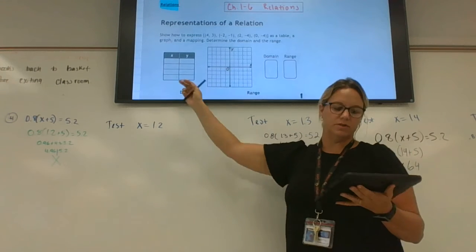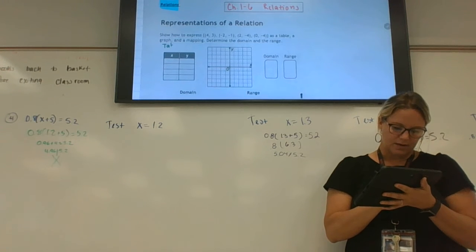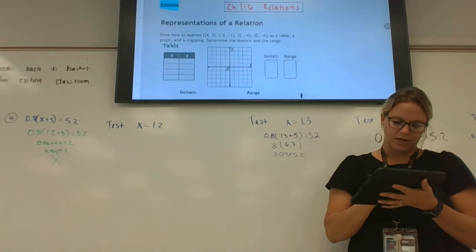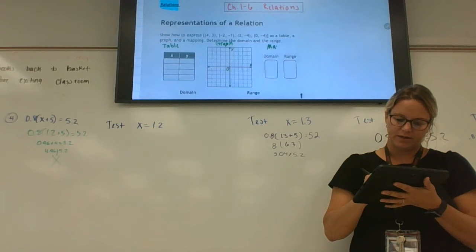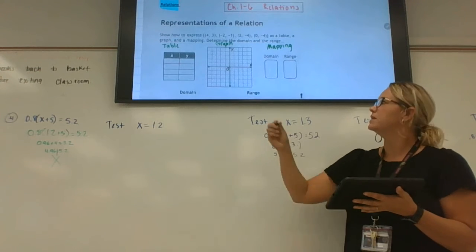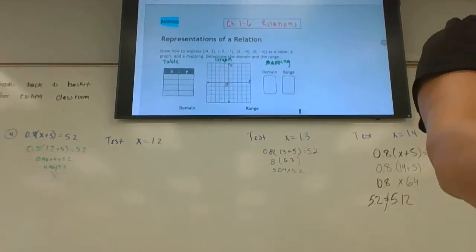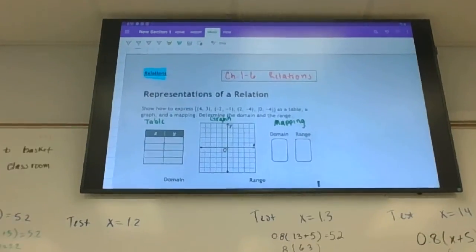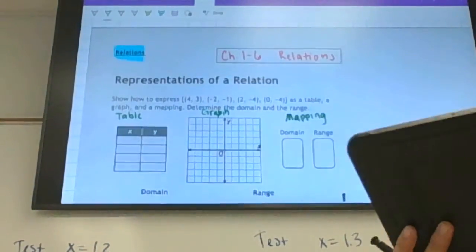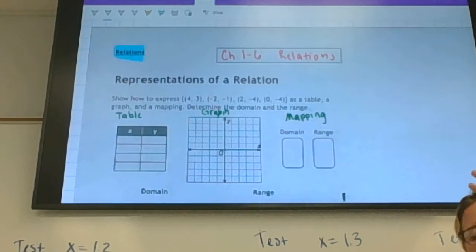We're going to put them in tables. Let's label this. This is called the table. This one is called the graph, which you know. And over here, this is called a mapping. Raise your hand if you've seen a mapping before. Very good. A mapping, those two little rectangles that have soft corners. All right, so we're going to take these four ordered pairs, and we're going to represent them in different ways.